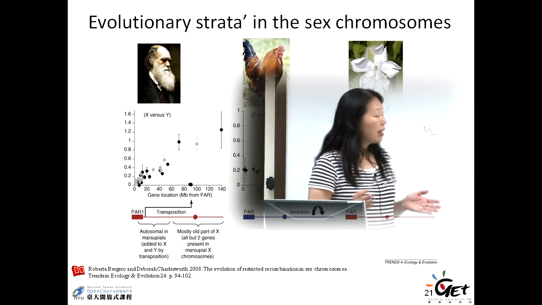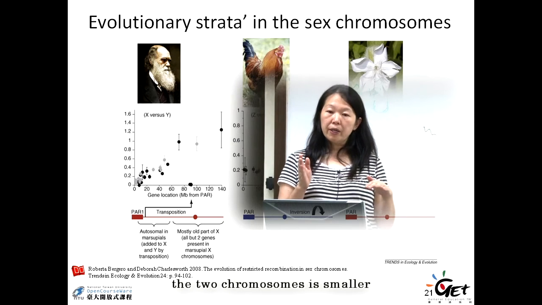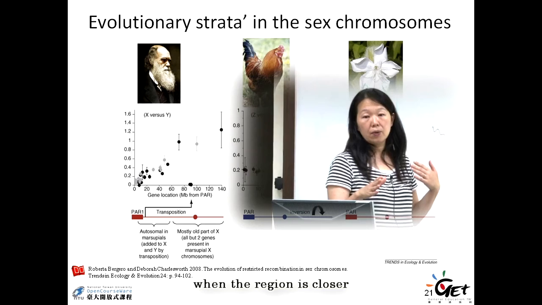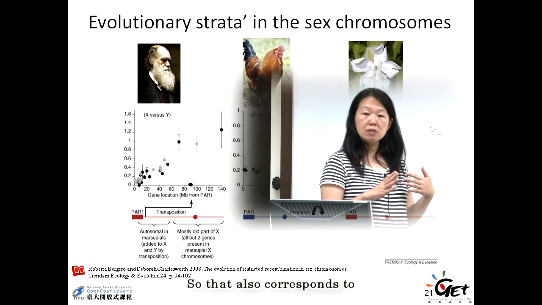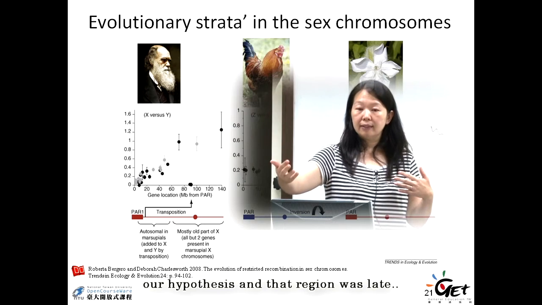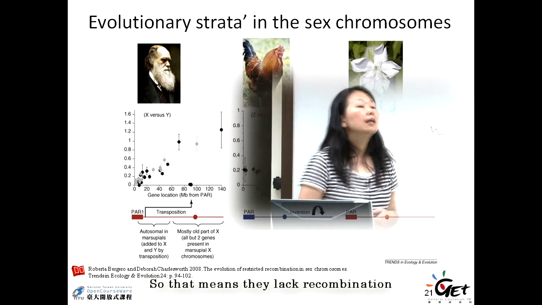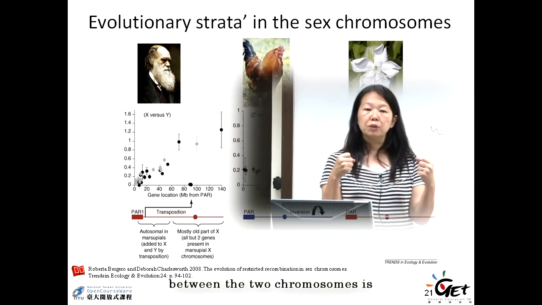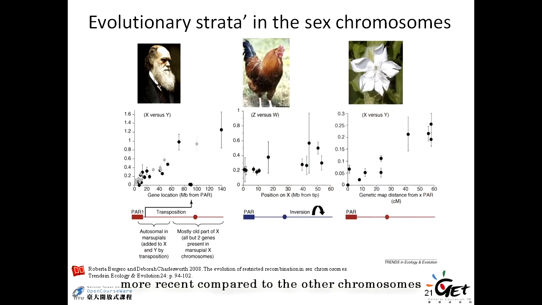This slide shows that the divergence between the two chromosomes is smaller when the region is closer to the pseudo-autosomal region. That also corresponds to our hypothesis: that region was the last part to be included in the divergence. So the lack of recombination between the two chromosomes is more recent compared to the rest of the chromosomes. So those are the different strata, and this is shown on the first slide for humans.